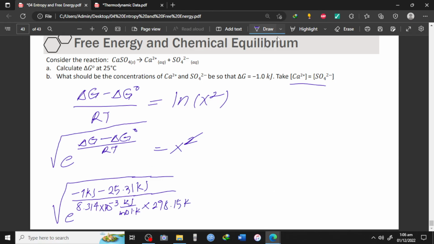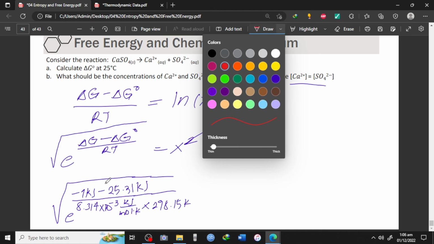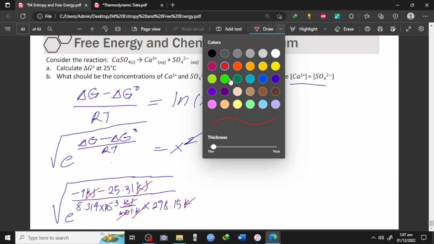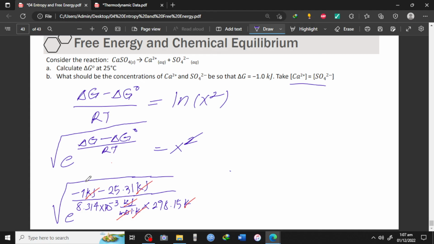So, from here, students, no, papakita ko lang yung cancellation ng units. Maka-cancel si kilojoules, tapos si Kelvin. Tapos sabi ko nga students, no, in some scenarios, yung unit natin for the standard free energy and the non-standard free energy is naka-kilojoules per mole, no? So, pwede na lang din natin i-assume na maka-cancel na lang din si moles, okay? Okay, simplify na natin to.